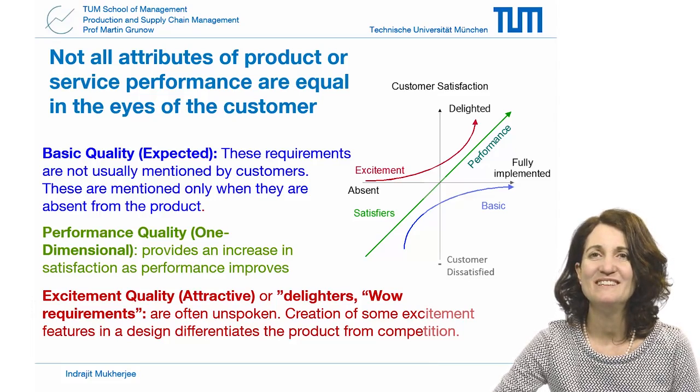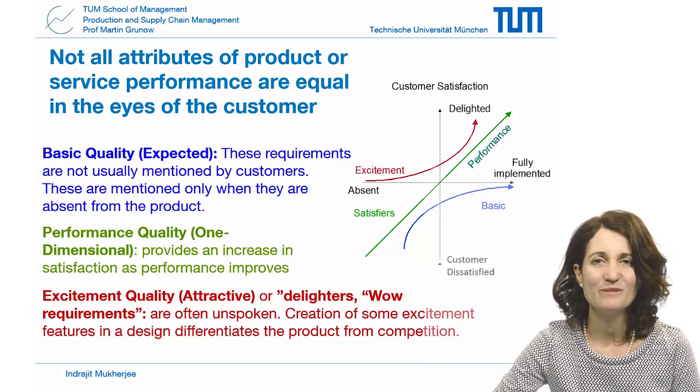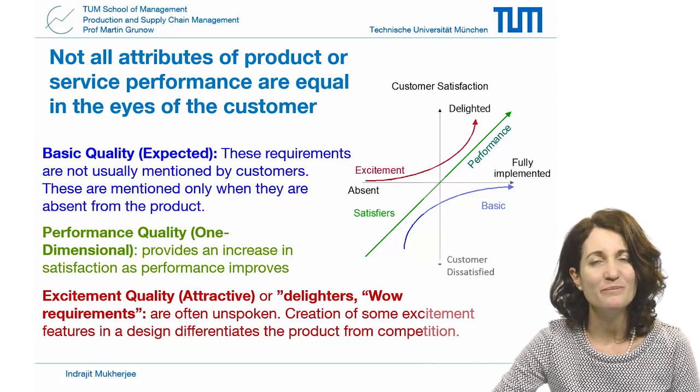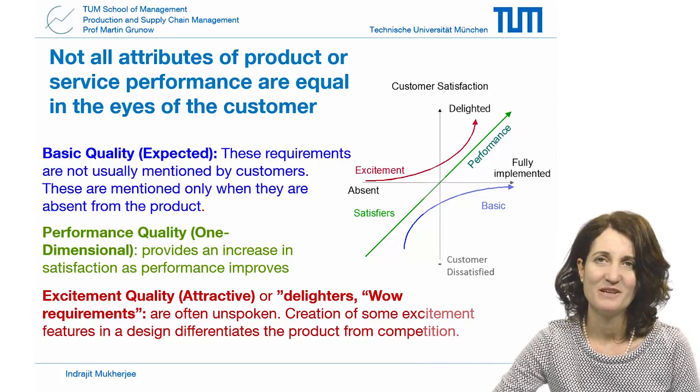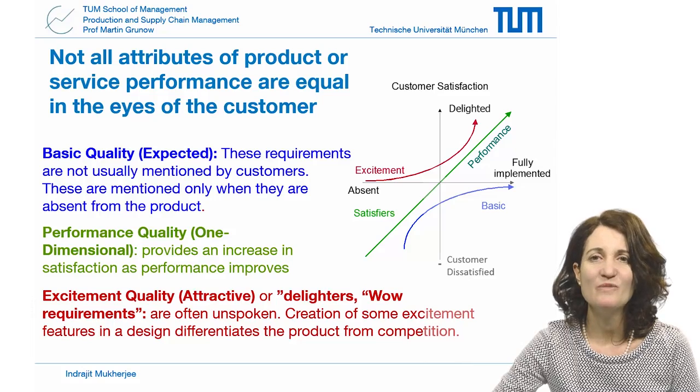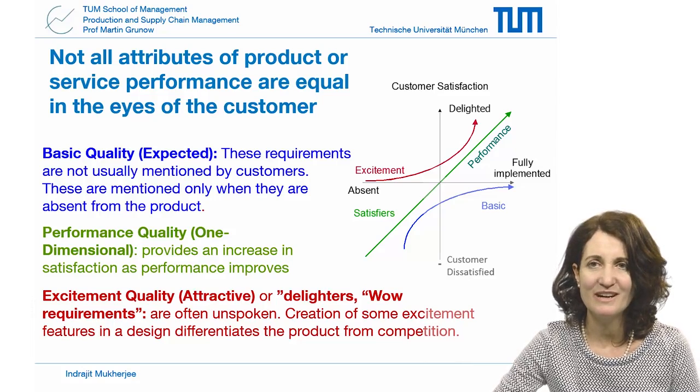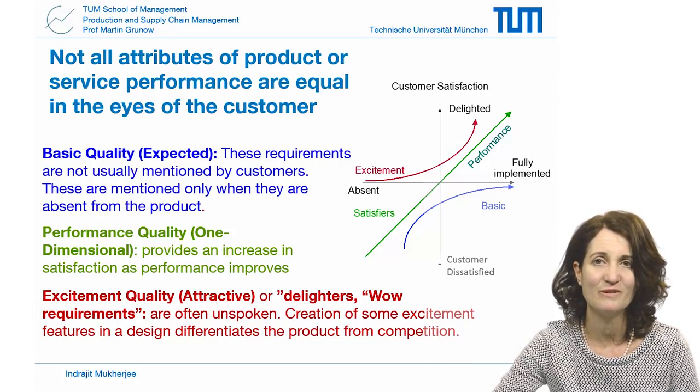Delighters, though, will differentiate your product from the competition. They'll create customer loyalty, and they'll build, in addition, your brand equity. People will come back for more of your products. Now, the Kano model allows us to categorize these different wants and needs of the customers into these different categories.